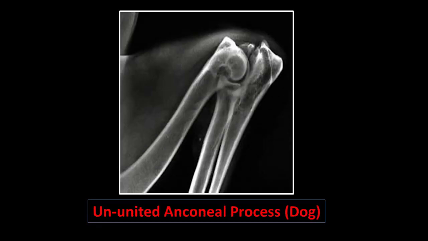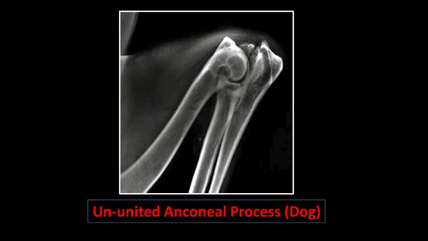Now look at this X-ray image. You can see the humerus is very clear. The radius also has no abnormality. While if you look at the anconeal process of the ulna, this is an ununited anconeal process. So this is a clear case of ununited anconeal process or elbow dysplasia. I hope this is now very clear about elbow dysplasia.